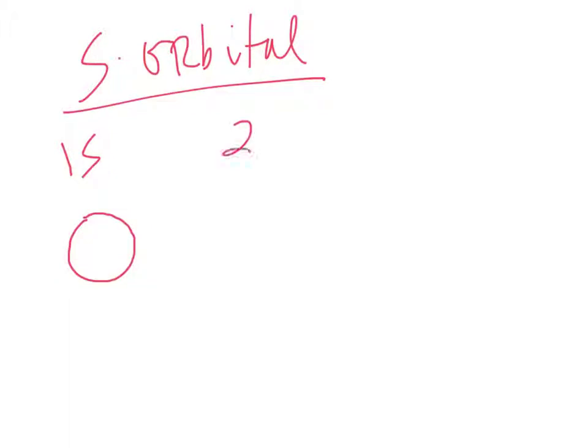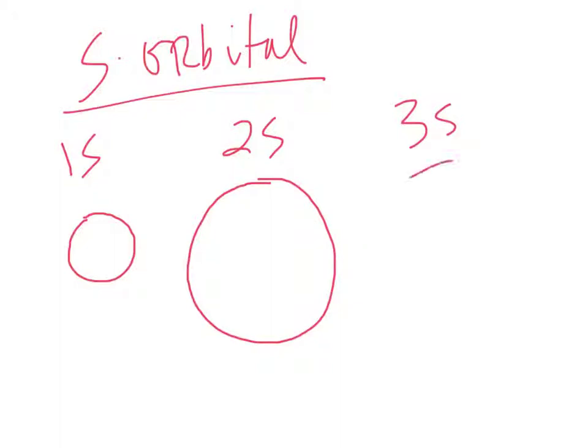A 2s orbital, on the other hand, is a sphere as well. It has the same shape, except it's a little bit bigger, because a second energy level would be a little bit bigger than a 1s orbital. And then you can imagine a 3s orbital would be bigger still. So they're still spheres, they still look the same, except the sizes are different. Make sure you have that in your notes, please.